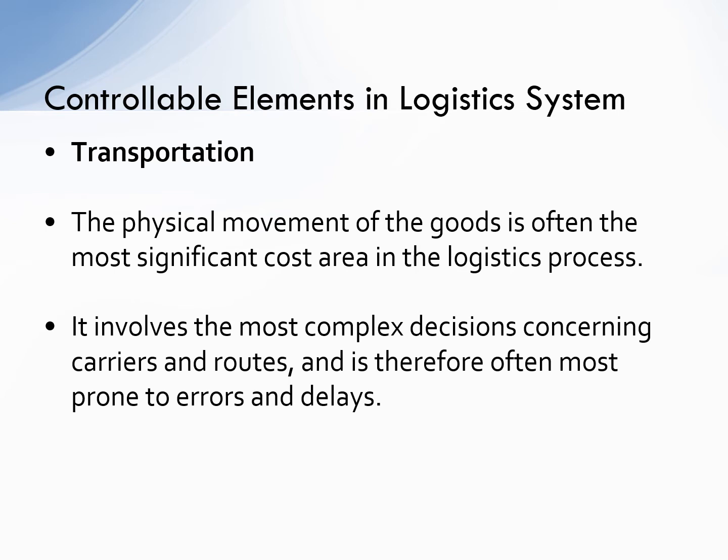Transportation is another controllable element in logistics system. The physical movement of goods is often the most significant cost area in logistic process. It involves the most complex decisions concerning carriers and routes and is therefore often most prone to errors and delays. That's why a company has to give due consideration to the transportation system.